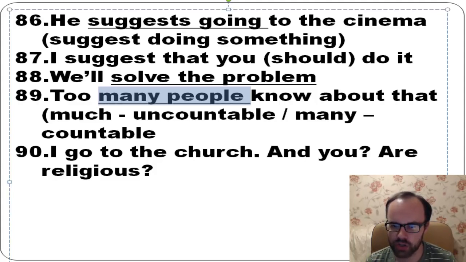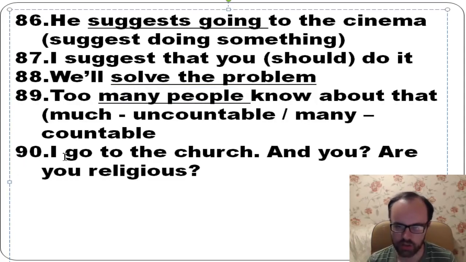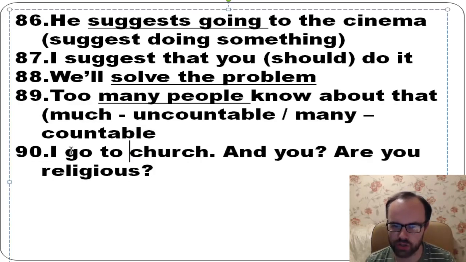I go to church, and you, are you religious? So we say go to church. This phrase: go to church. Good. He suggests going to the cinema. Suggest doing something. I suggest that you should do it. We'll solve the problem. Too many people know about that. Much is uncountable, many is countable. I go to church, and you, are you religious?